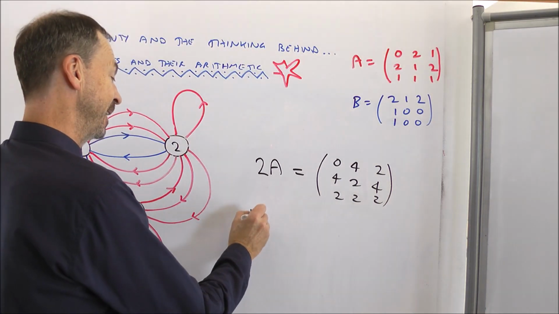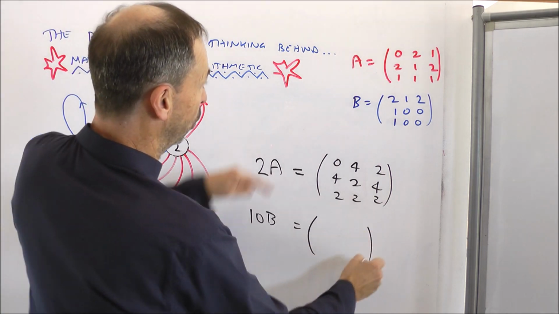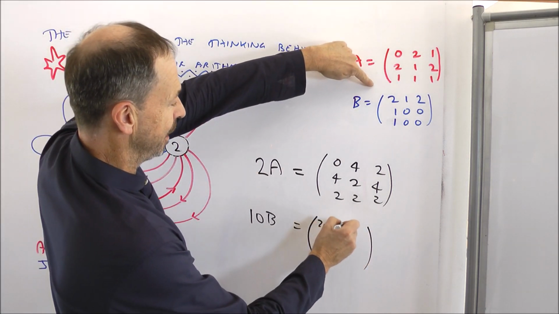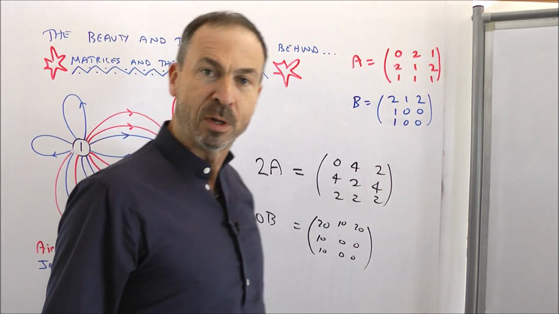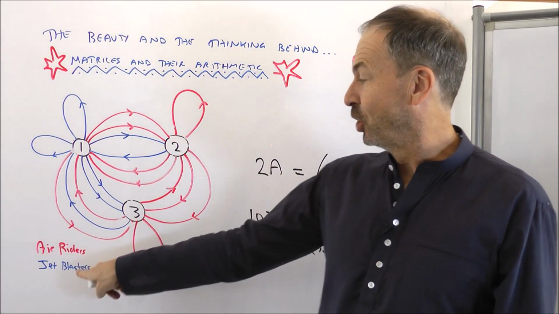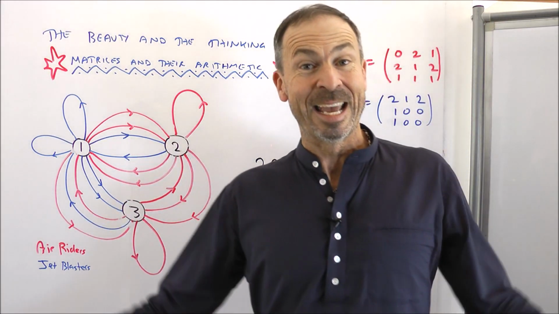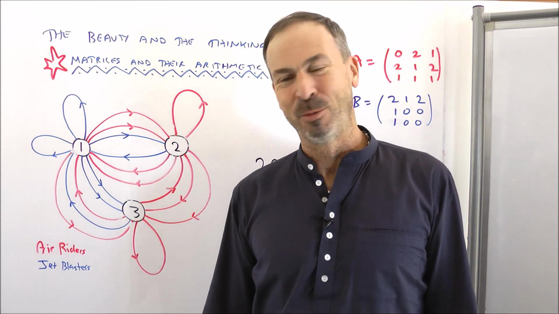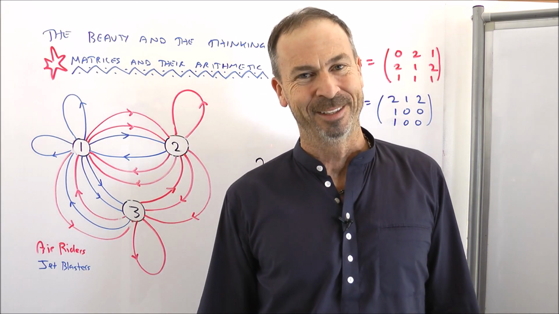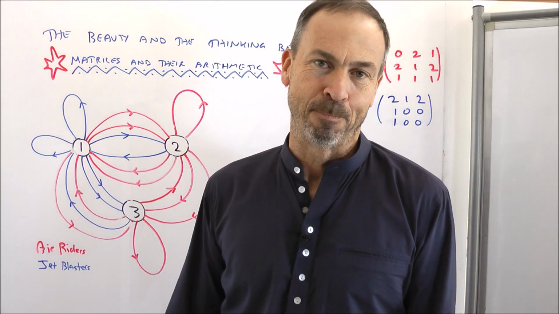For example, if I had 10B, what does that mean? Well, give me a matrix with all the entries 10 times as big. Great. 10, 10, 0, 0, 0, 0. And what does it mean in our example? It means the Jet Blasters company has just increased the number of routes between cities tenfold, given 10 times as many options between the various routes it already had. All right, great. So we've just learnt scalar multiplication.